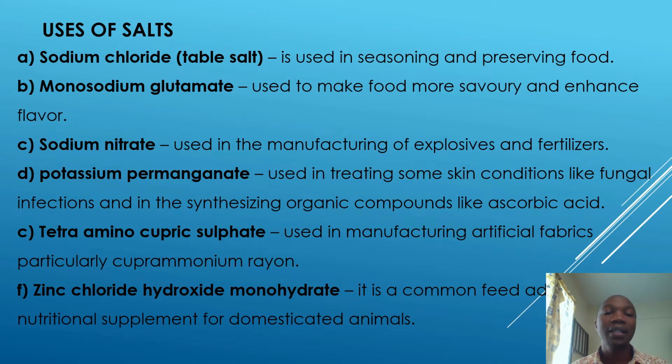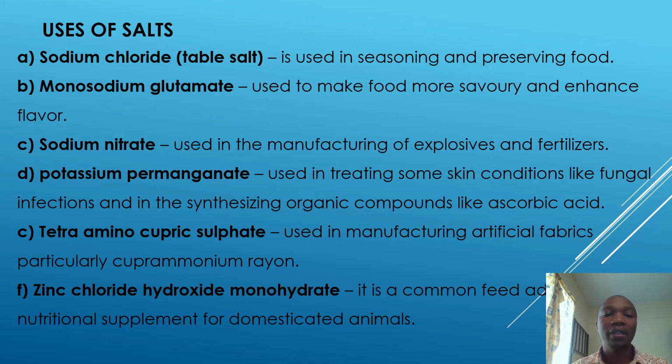We have potassium permanganate, which is normally purple in color, used in treating some skin conditions like fungal infections and in synthesizing organic compounds like ascorbic acid. Also, we have tetraaminocupric sulfate, which is used in manufacturing artificial fabrics, e.g. cupro and ammonium rayon.